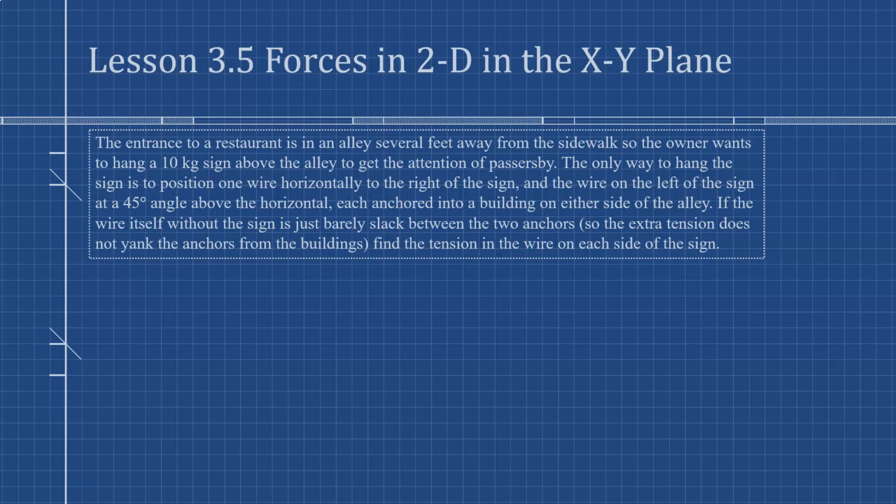And that makes sense because there may not be a place to anchor the wires into the building directly where the owner wants, so he has to put one above the other and have this strange configuration of wire and sign.